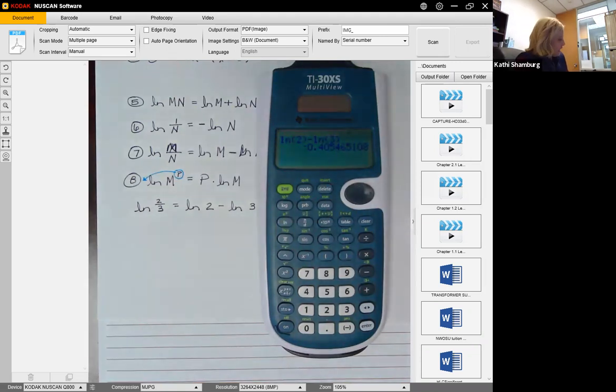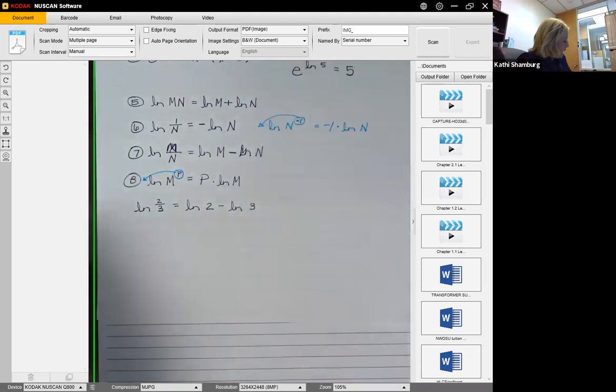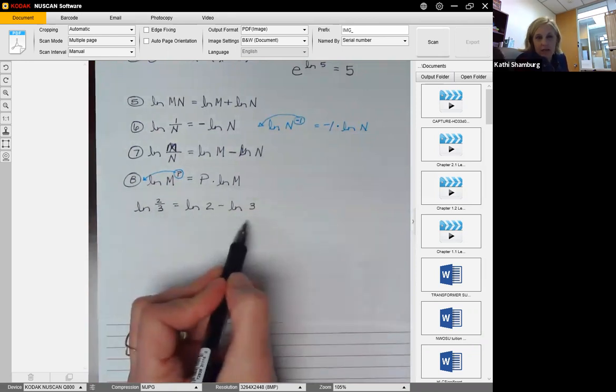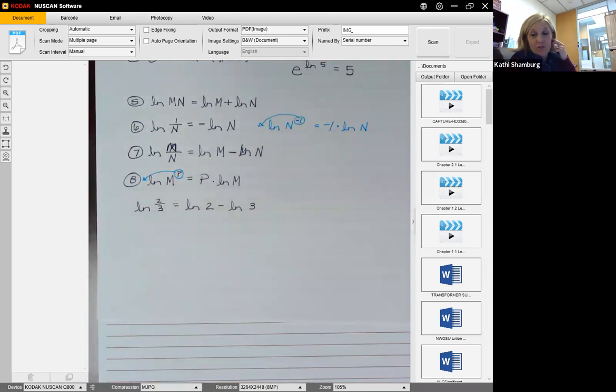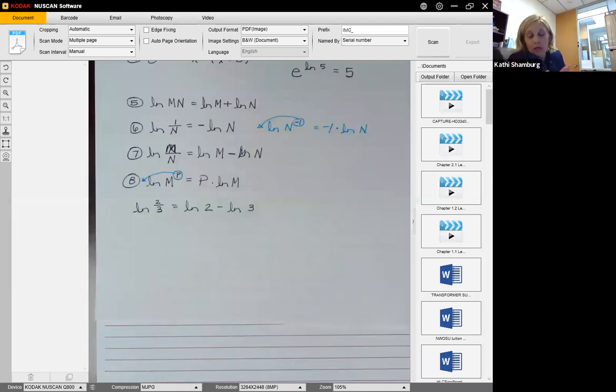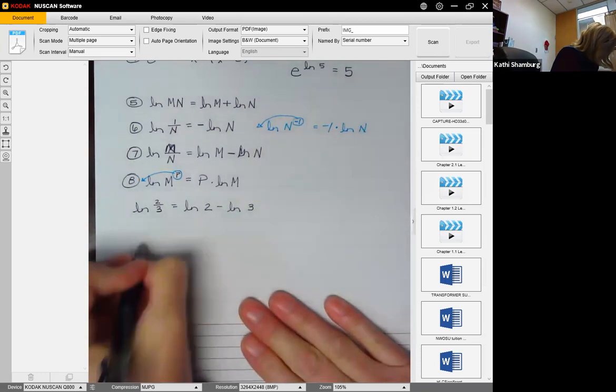So you may be thinking, if I can plug this into my calculator, why do I need to rewrite it as this? Well, we won't always have numbers, and you may be asked to show it in expanded form. This is an expanded form. So your assignments may want you to show that you understand the properties. You're not actually finding the negative 0.405, but it's asking you to rewrite it.